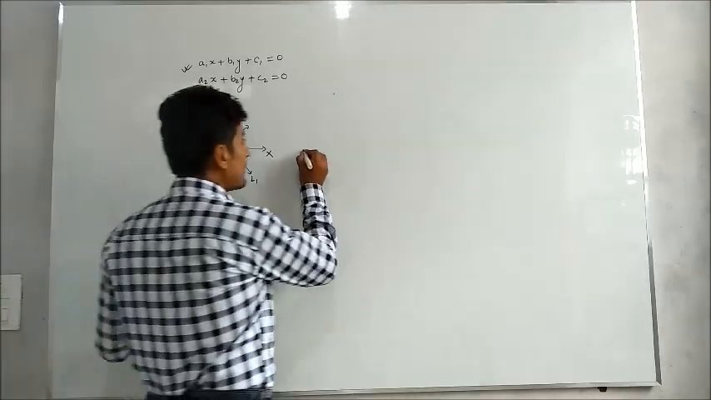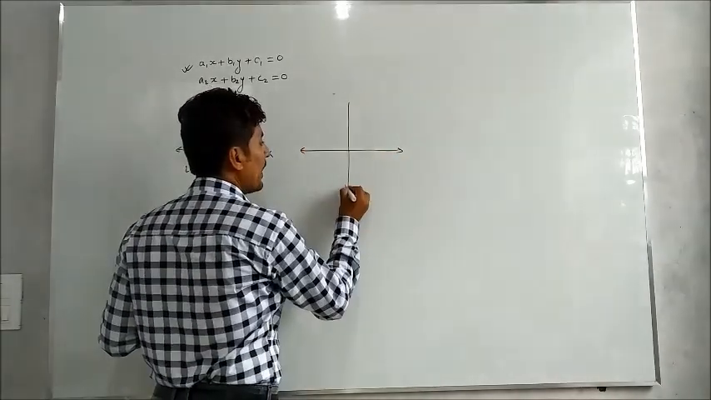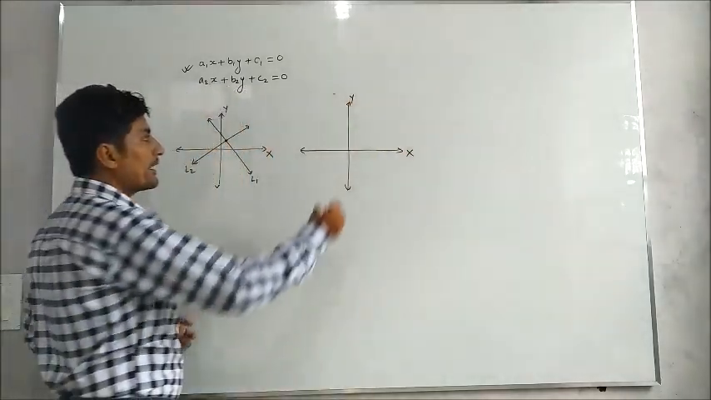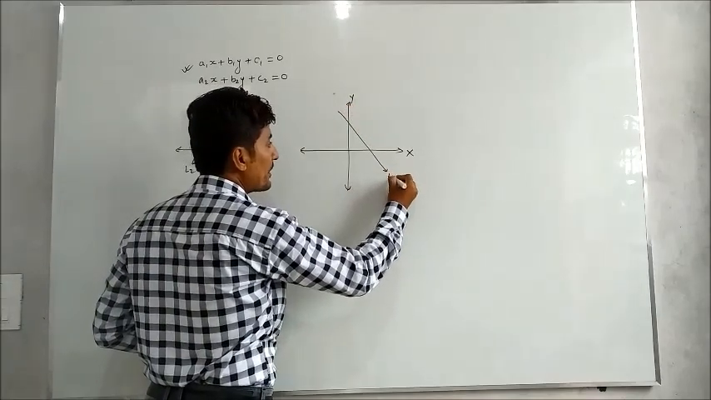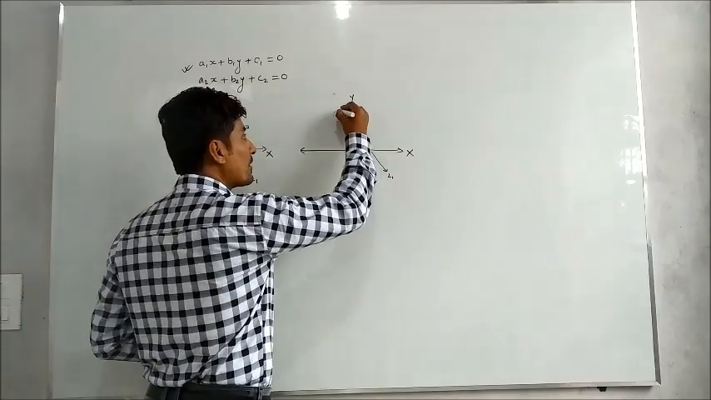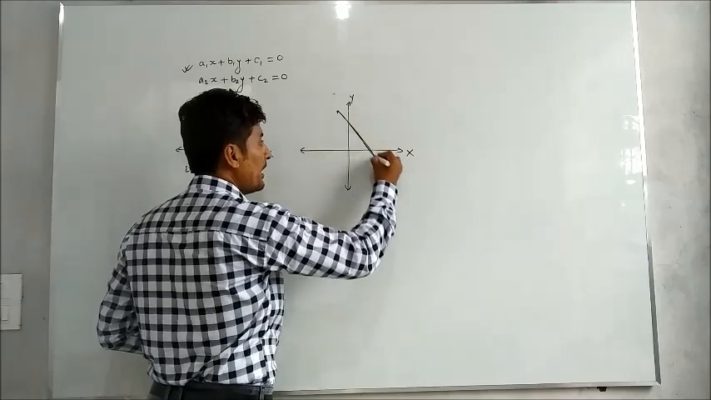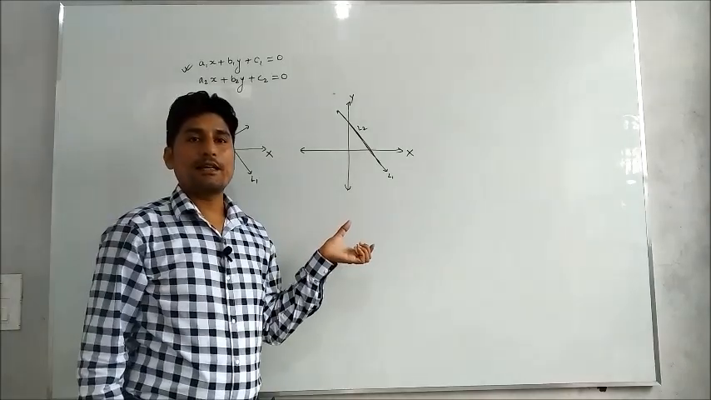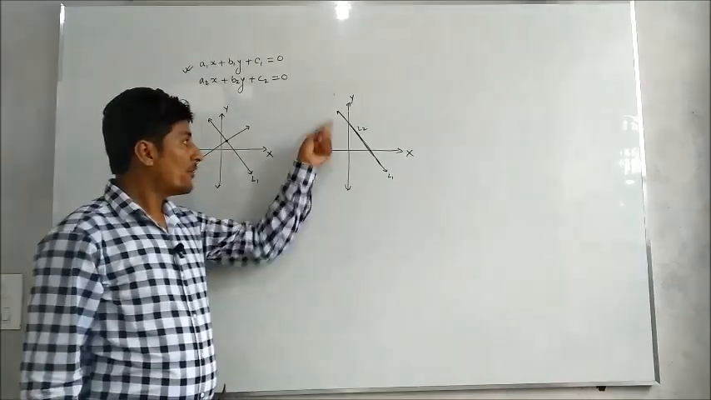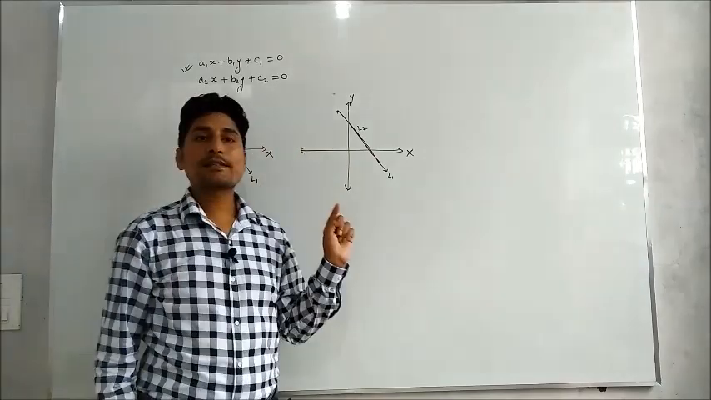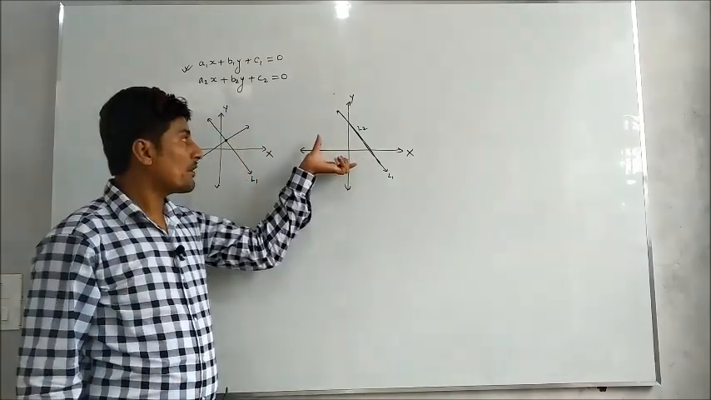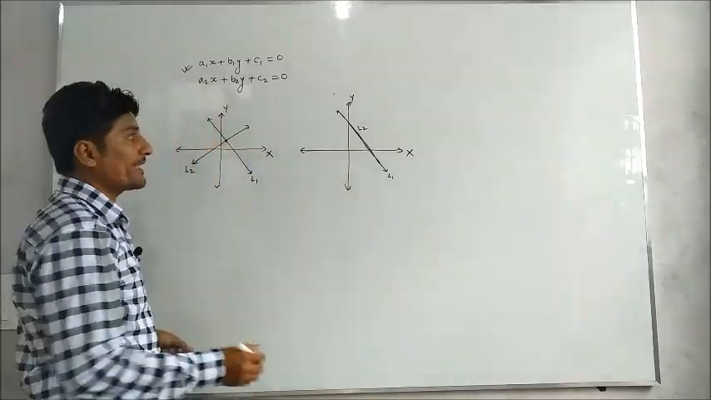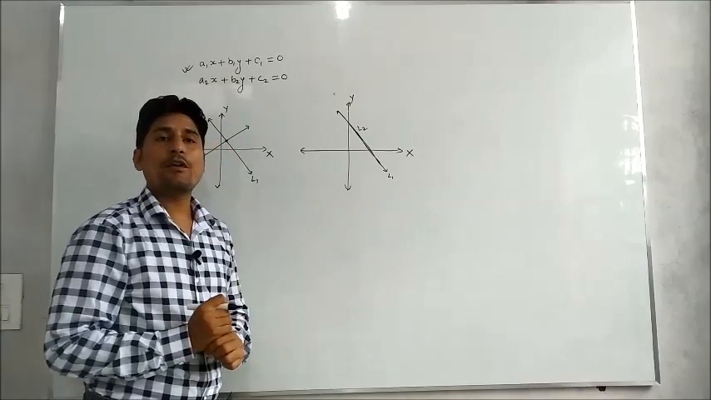Now let us see the second case. Suppose we are having the x-axis and the y-axis. Suppose we are getting line L1 for the first equation and line L2 for the second equation. Here line L1 and L2 both are coincident lines, means first line is passing over the second line. Hence in this type of linear equation we can say that they will have infinite number of solutions.